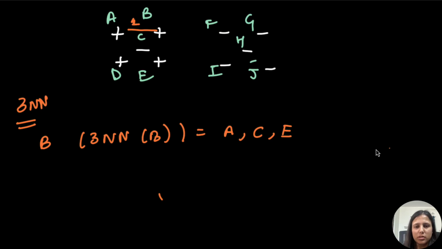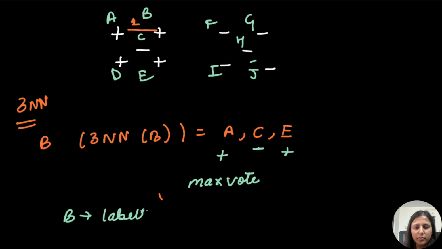Now the label of A is positive in the training set, the label of C is negative in the training set, and the label of E is positive in the training set. So we'll take a max vote. When we take the max vote, B will be labeled positive. So this is correct. B is also correctly classified, right?